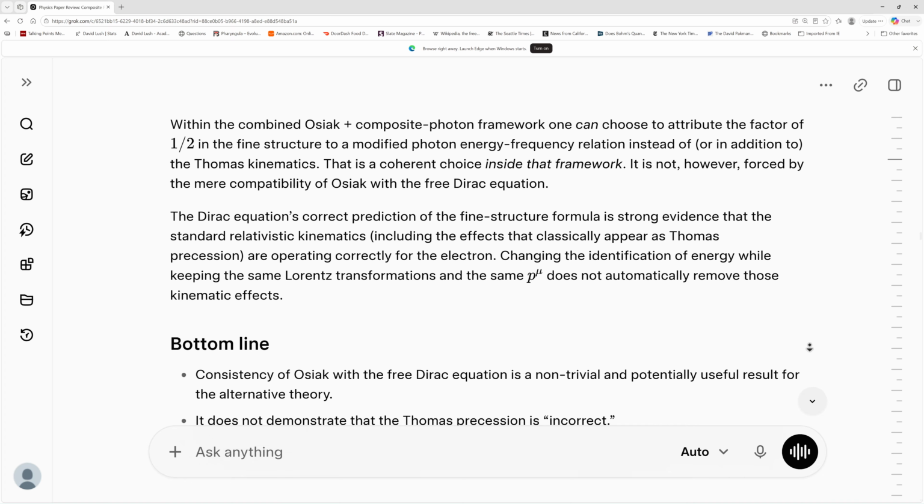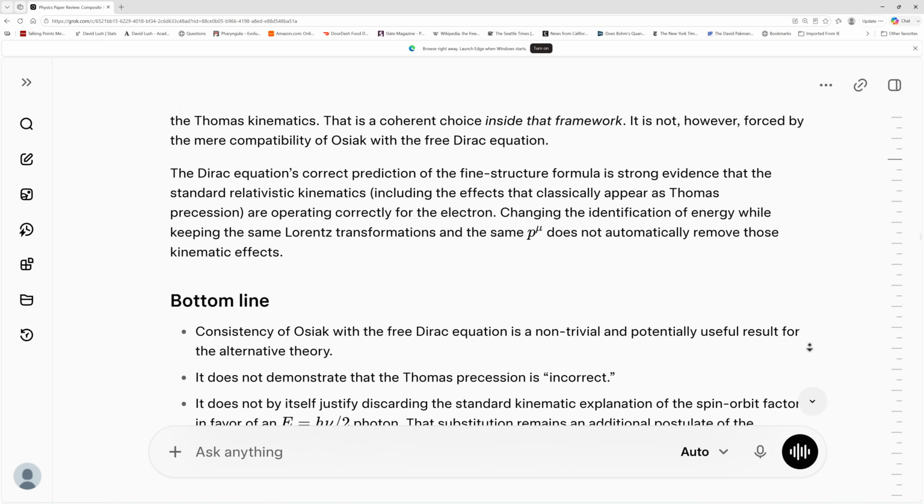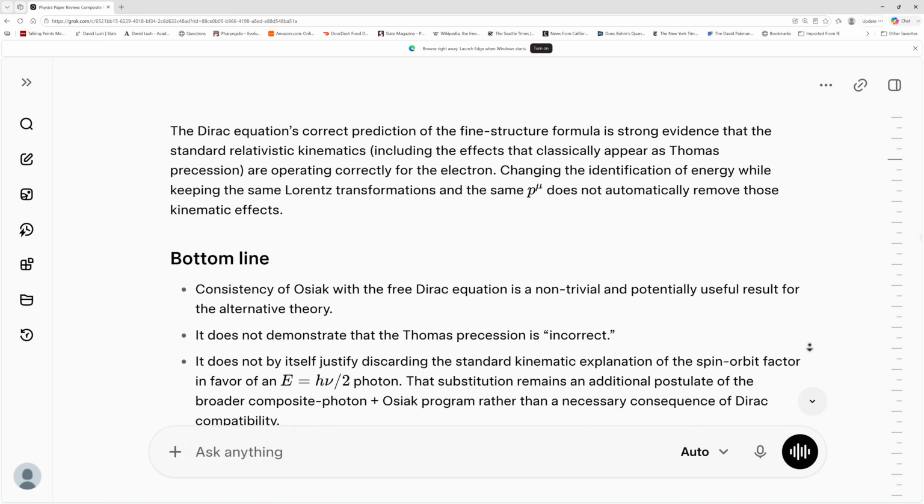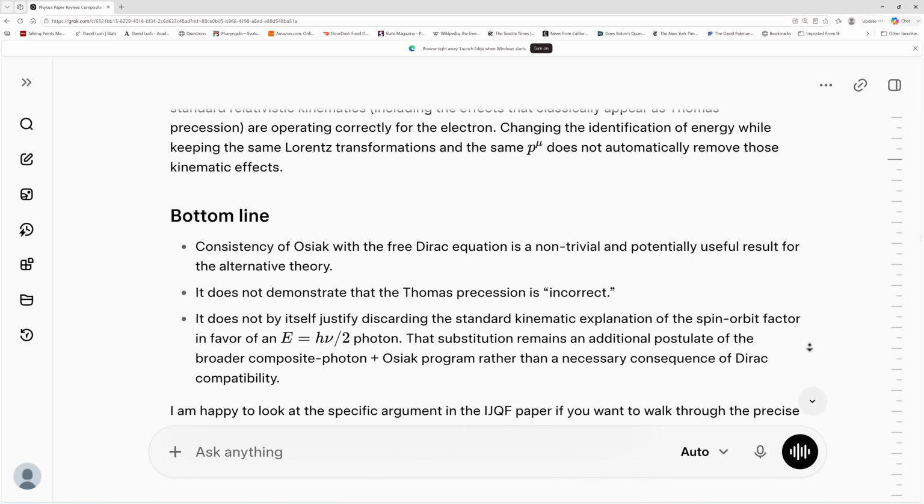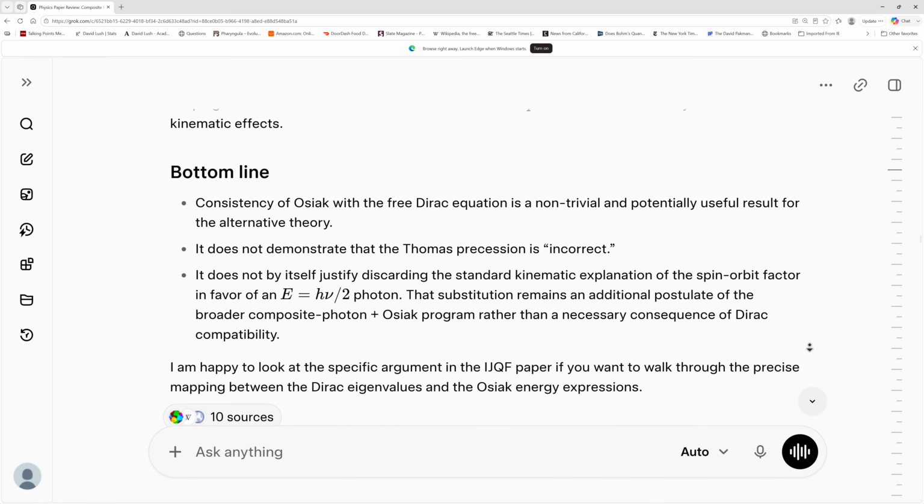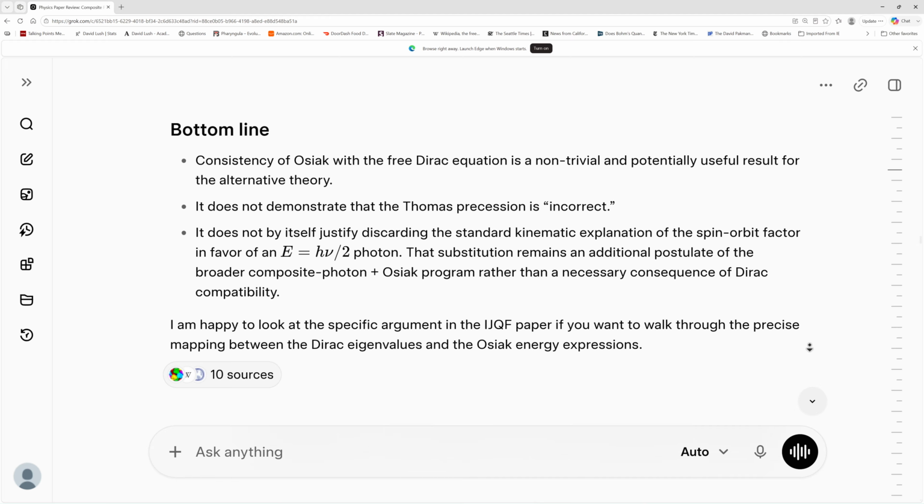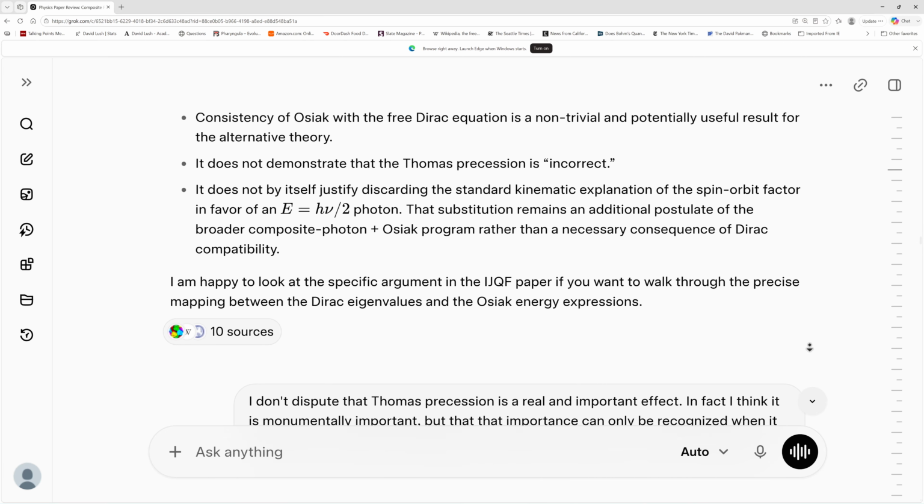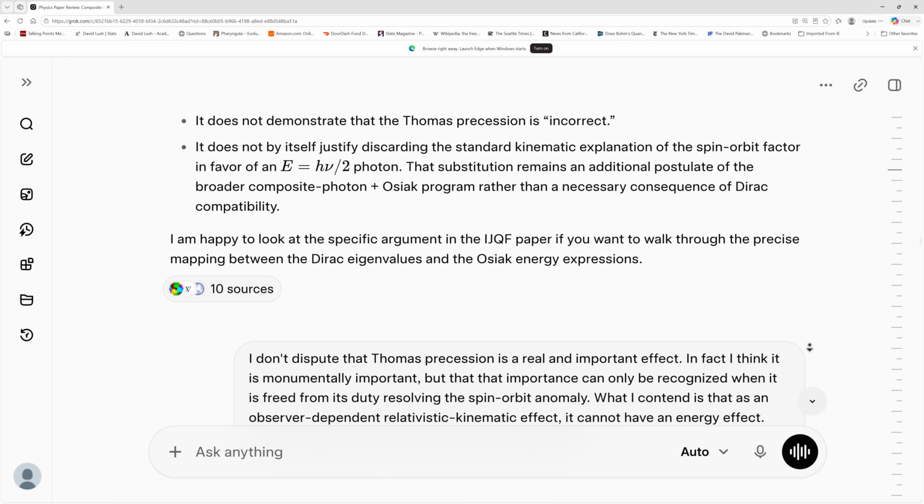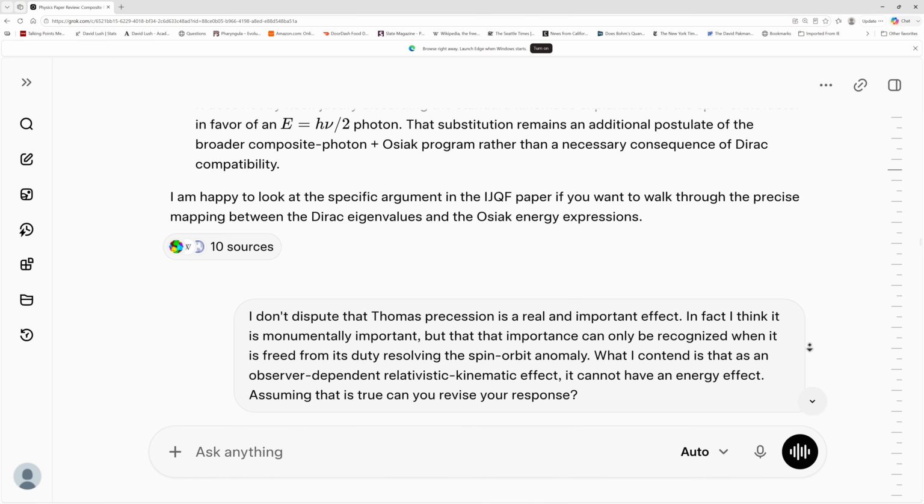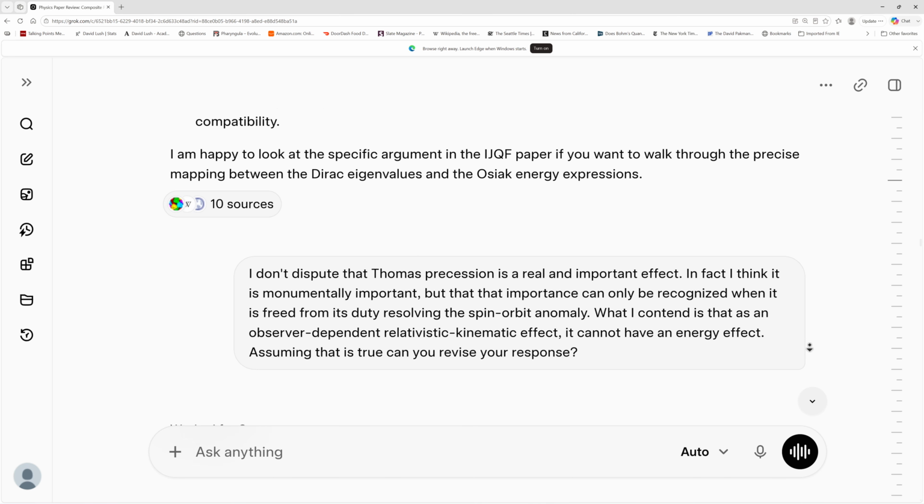4. Absence of a complete dynamical theory. The paper works at the level of classical point-particle kinematics plus the relativistic Doppler effect. It does not construct a quantum field theory or even a consistent classical field theory of the composite photon that reproduces the successes of QED while modifying only the energy-frequency relation by a factor of approximately 2.